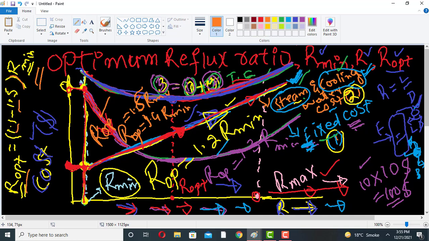So this was all about the minimum reflux ratio, the optimum reflux ratio, and the distillation column.